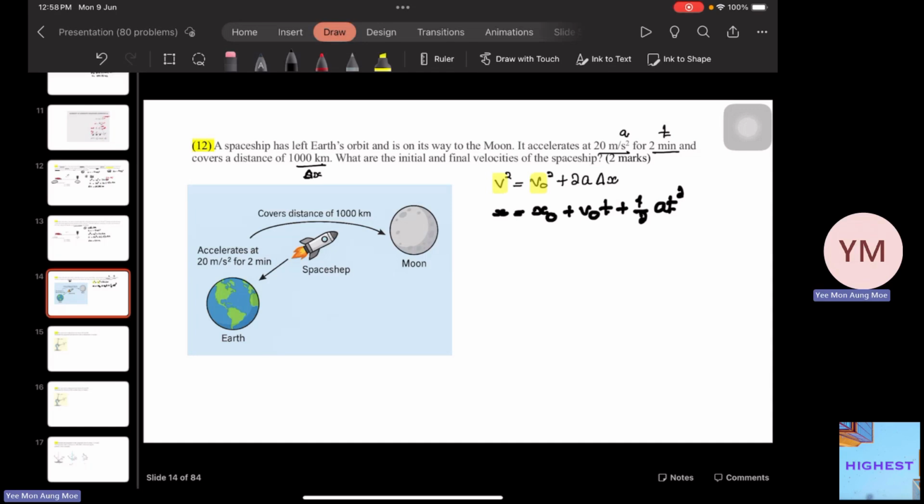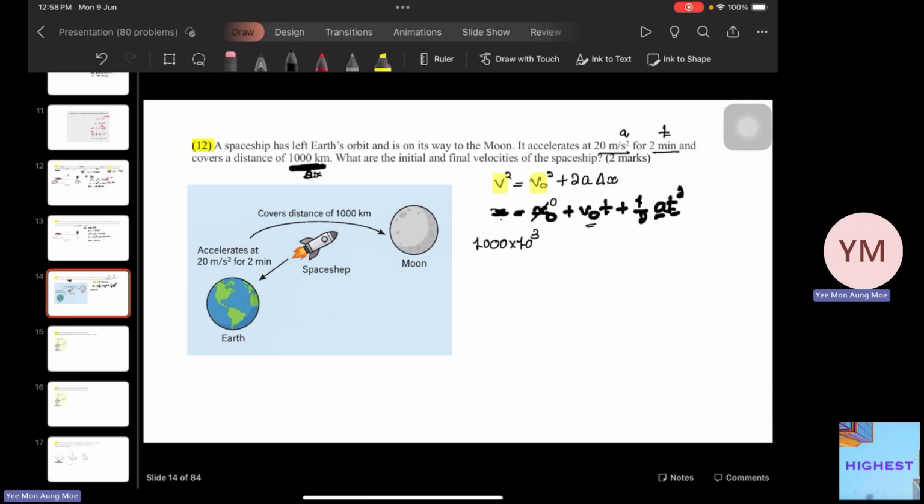For this one, we can use x minus x naught, which is given as 1000 kilometers. The acceleration is 20, and the time is also given. So from this equation we can definitely find the initial velocity. Let me write it down. The x naught is 0 because it's the starting point. x is given as 1000 kilometers.